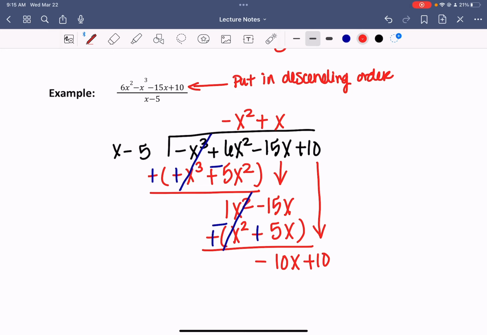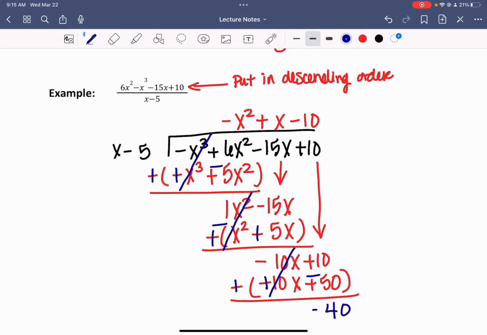Compare again. X times what would give you negative 10x? It's a negative 10. So I have negative 10x as I multiply, plus 50. I want to subtract this whole thing, so I change all the signs. And that gives me negative 40. So what is my result? That would mean minus 40 over x minus 5. And this would be my result of dividing out these pieces.